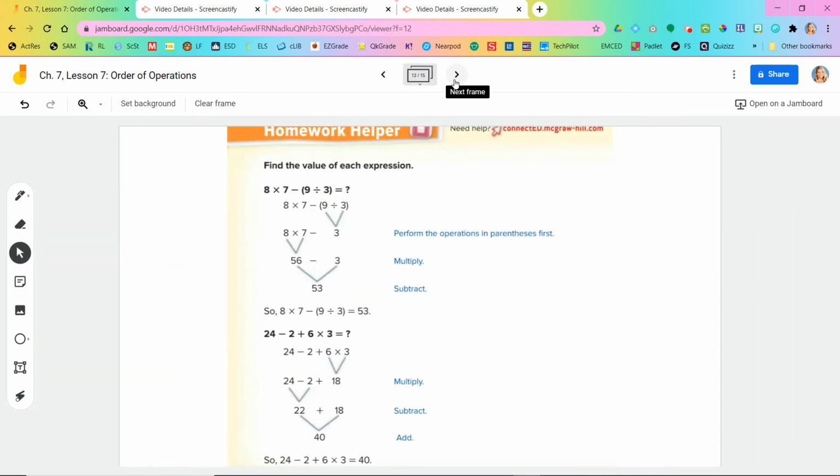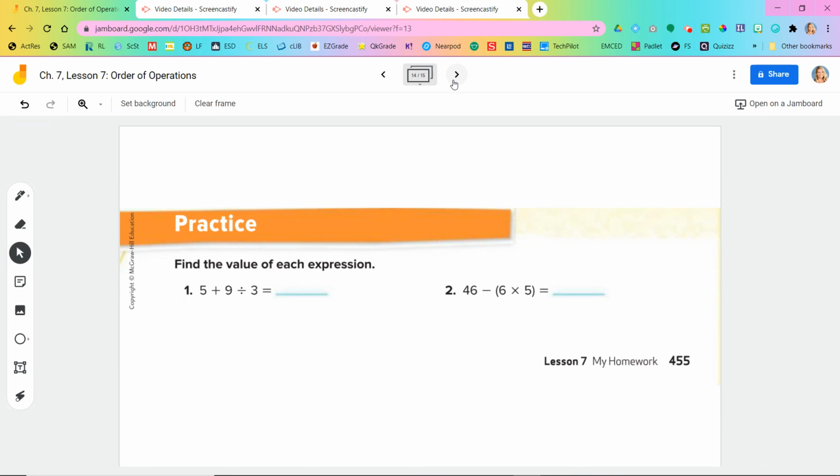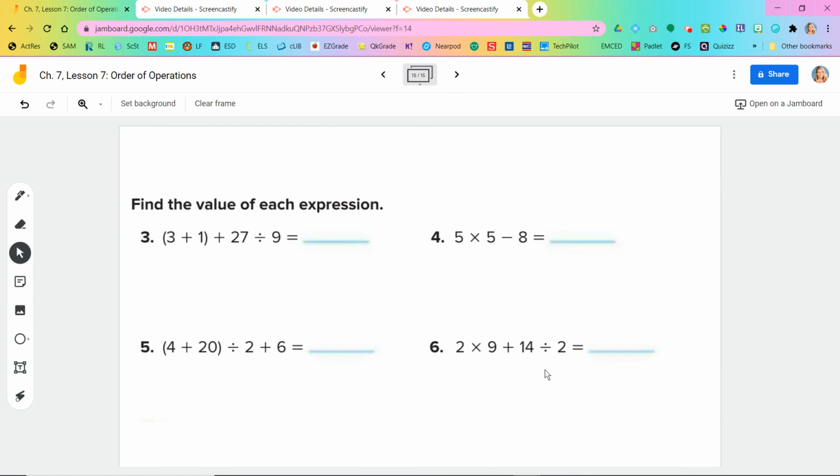I want to talk to you about homework. I am going to give you this homework helper. It just walks you through an example using your order of operations or your PEMDAS. Please excuse my dear Aunt Sally. Homework tonight is only 1 through 6. So you'll work 1, 2, 3, 4, 5, and 6, and you will use your PEMDAS.